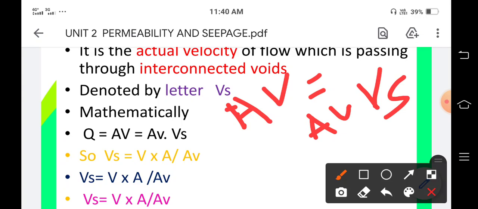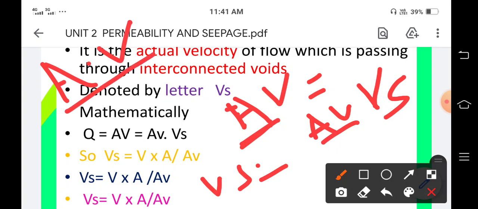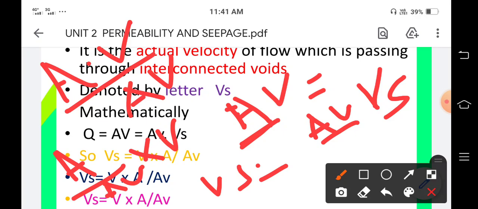So what is the value of Vs now? We want to calculate the seepage velocity. So Vs is equal to, the Av comes down to the denominator, that is A into v upon Av, where Av is the area of voids. We can also write this as A upon Av into v.